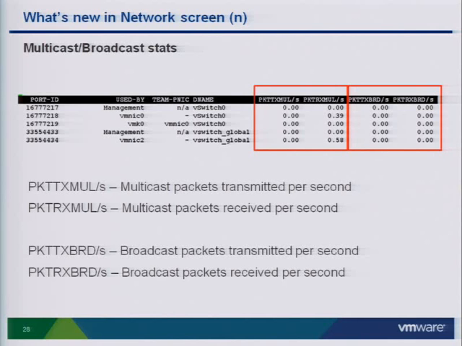Similarly, we also show the broadcast packet counts being sent and received. Again, this will be useful. If your network is misconfigured, it can send you broadcast storms, and you can actually see those packets going in for all the virtual machines. So this is a way to alert your network admins that something bad is going on. Ideally, you shouldn't be seeing a lot of broadcast packets.